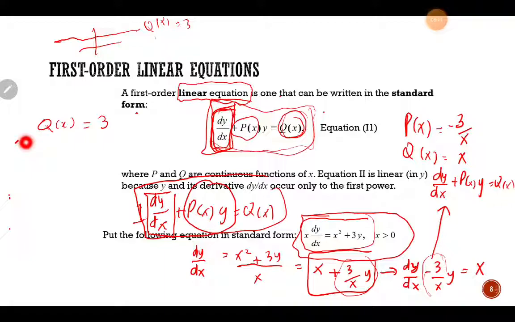So this first order differential equation has been transformed into a standard linear equation, where we find out our p(x) is negative 3 over x and q(x) is equals to x. Alright, can you understand?